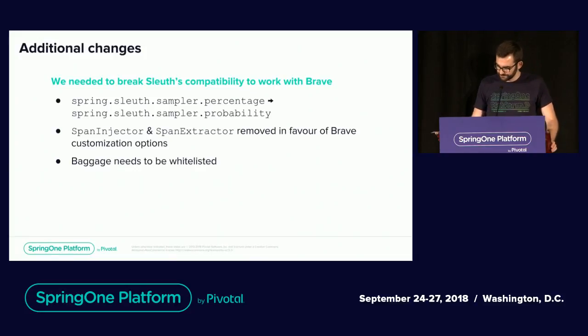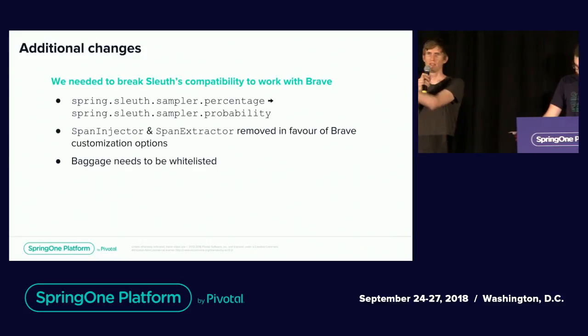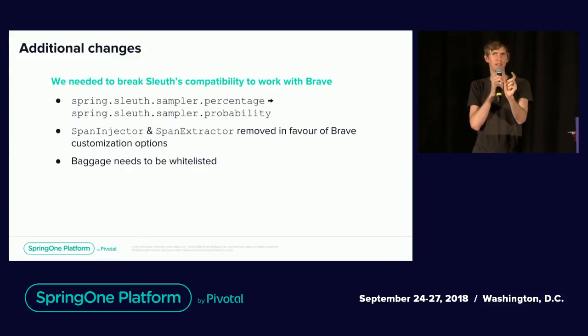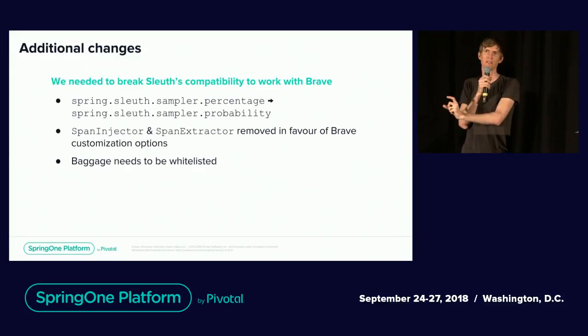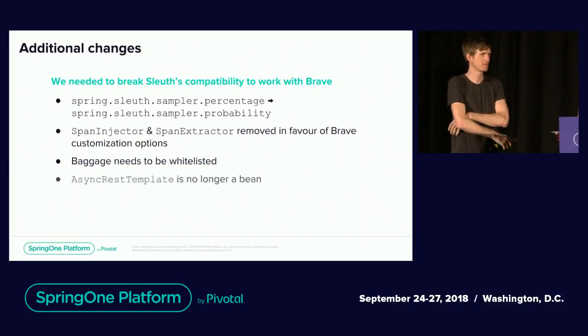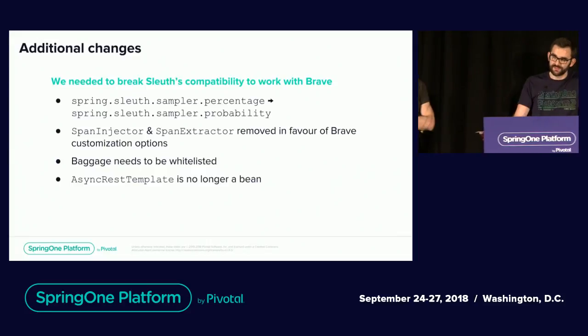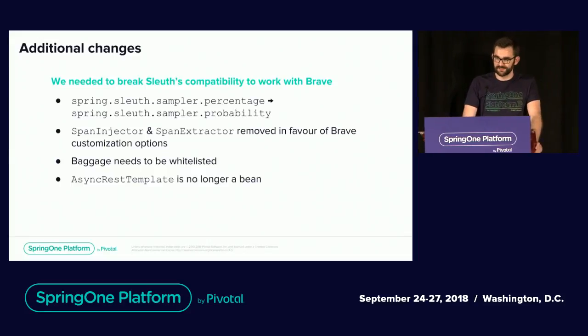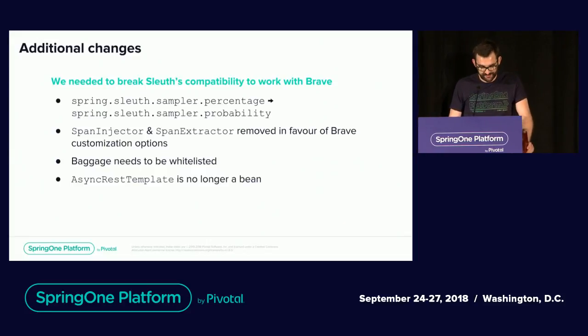An example: if you had a customer ID that you wanted to have in all of your traces, you could just put that in here, and then this will carry it around. That would be an example of one thing. Yeah. As far as, for example, asynchronous template is no longer a bean. You have to define it out of the box. So these are breaking changes, unfortunately.